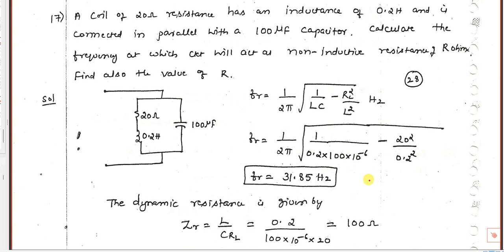So next problem: a coil of 20 ohm resistance has inductance of 0.2 Henry. It is connected in parallel with 100 microfarad. Calculate the frequency at which the circuit will act as a non-inductive resistance of R ohm. Also find the value of R.